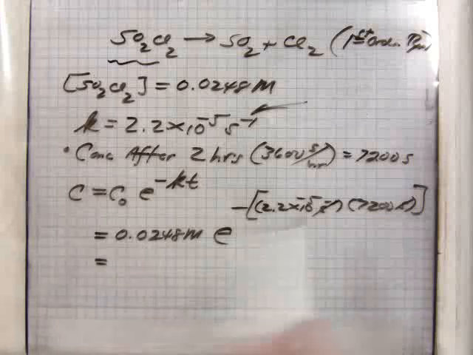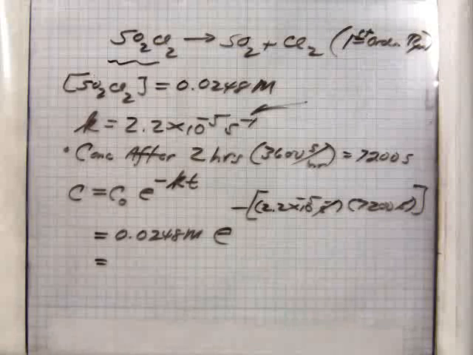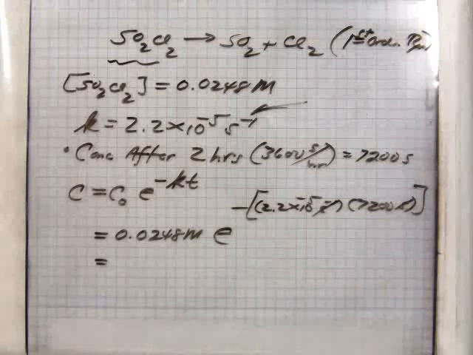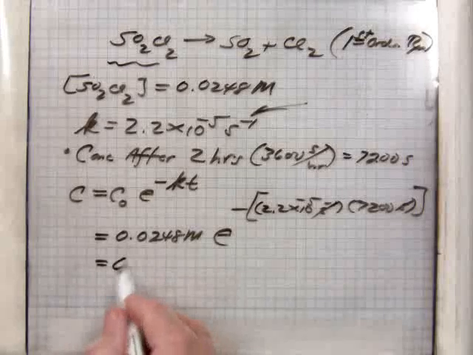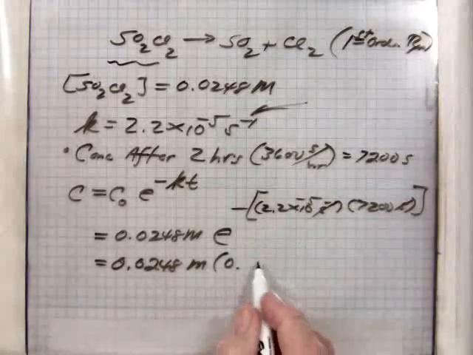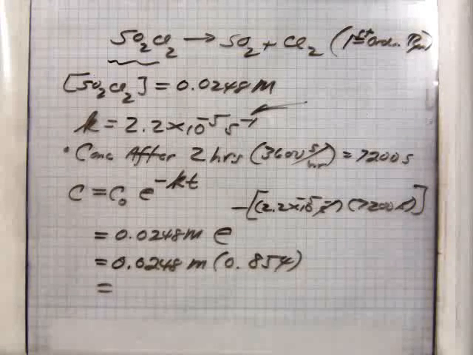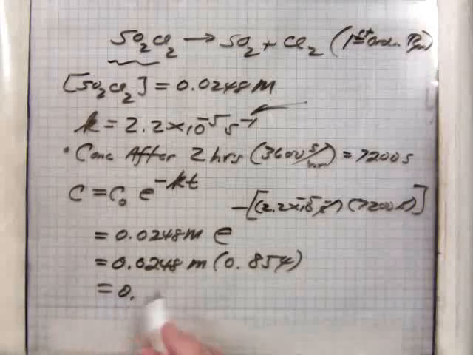So we start here and do this, and then take the exponent of the e function. Now you need to learn how to do that on your calculator. So I'm going 2.2 times 10 to the minus 5 times 7200 equals, and I'll apply a negative sign, and I'll get the e function, and that's 0.854. So I have 0.0248 molar times 0.854, and then I have 0.021 molar remaining.